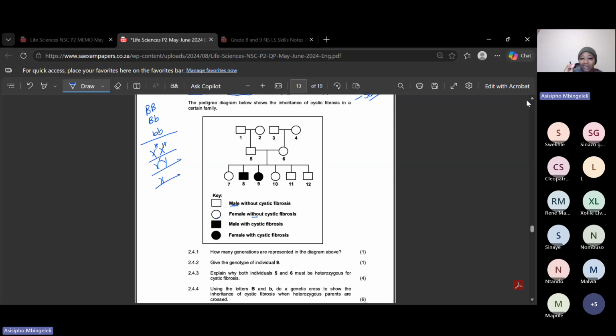2.4.1. How many generations are represented in the diagram? Generation 1, generation 2, generation 3. 3 generations. Anyone to question that? Anyone to maybe query why we are having 3? I think that is straightforward. Okay. Then give the genotype of individual 9. I need someone to give me the genotype of individual 9.